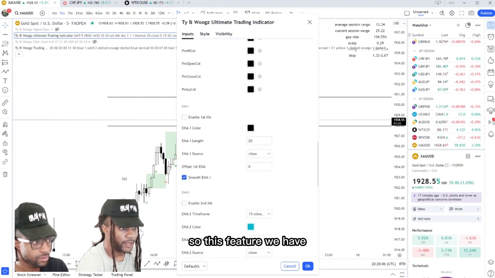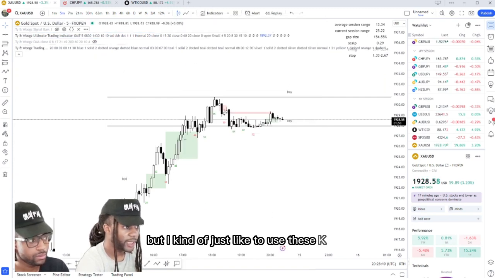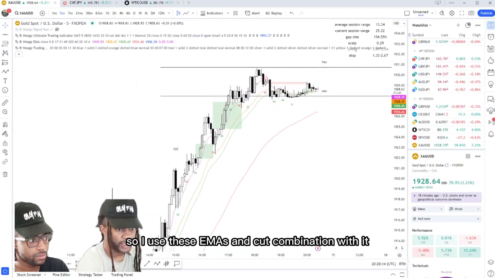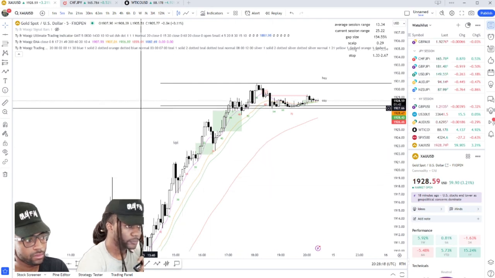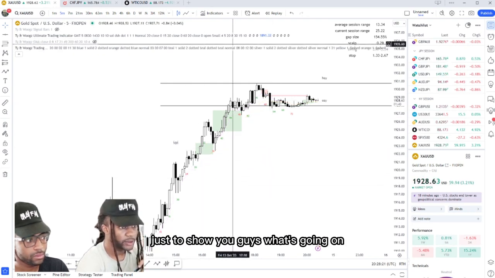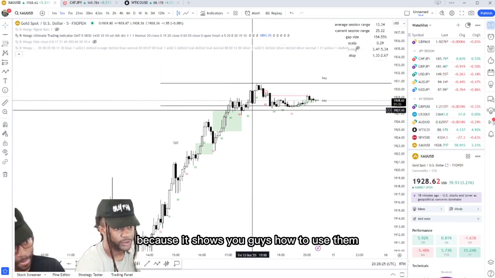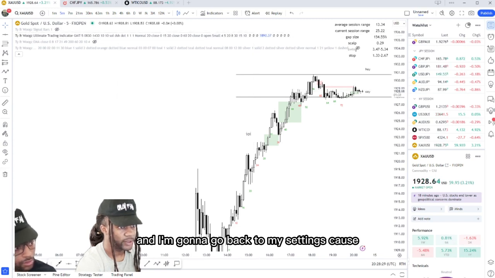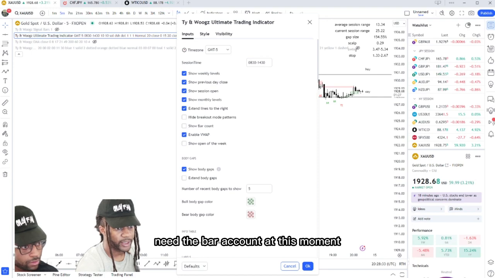We have our EMAs on this app also, but I kind of just like to use these EMAs, so I use these EMAs in combination with it. I'm going to delete that for now, just to show you guys what's going on. I'm not going to show you the EMAs on the indicator because it shows you how to use them. But I'm going to show you guys how we use the boxes. And I'm going to go back to my settings because I don't need the bar count at this moment.